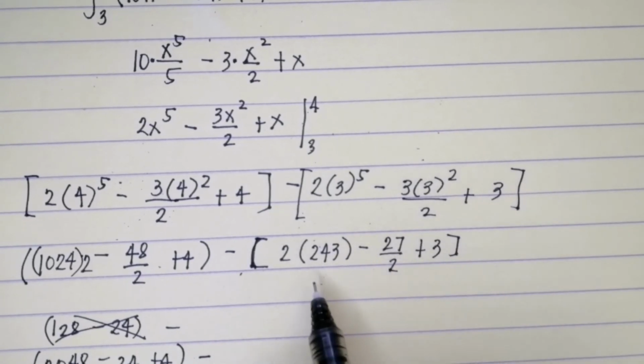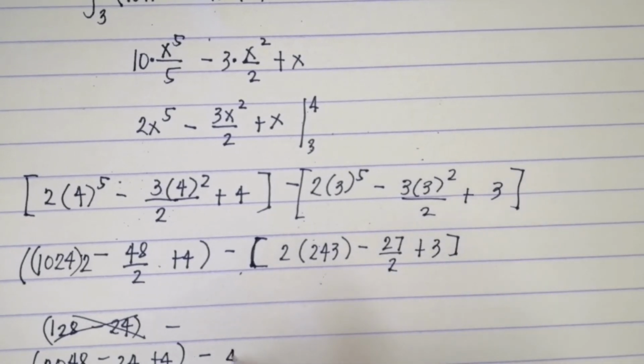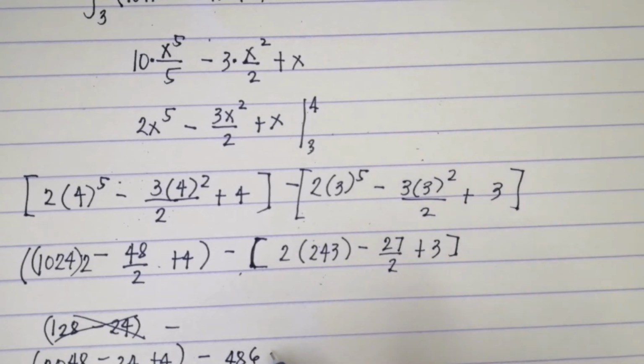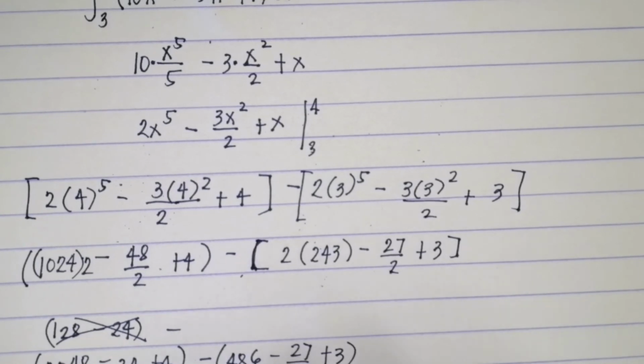Now, we have 243 times 2, we have 486 minus 27 over 2 plus 3. Ilagay natin sa parenthesis. Then simplify. 2,048 minus 24, so we will have 2,028 minus, ito naman, 486 plus 3, 489. Okay, 489 minus 27 over 2.